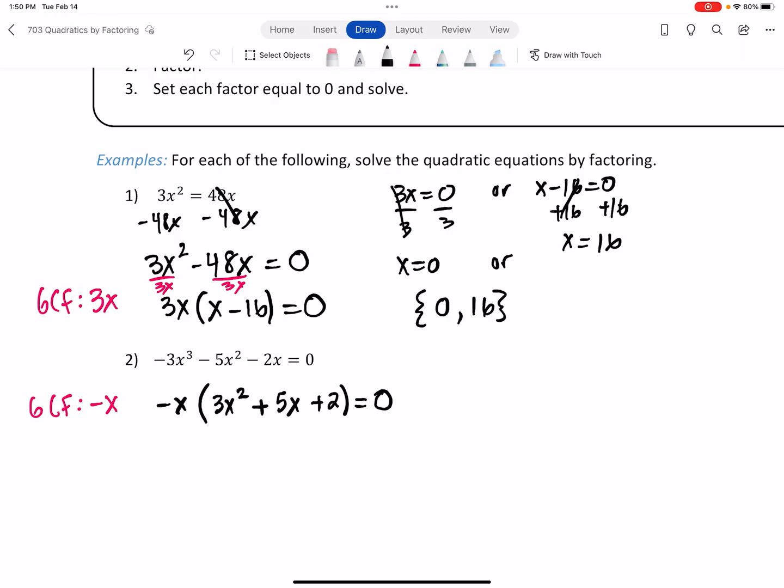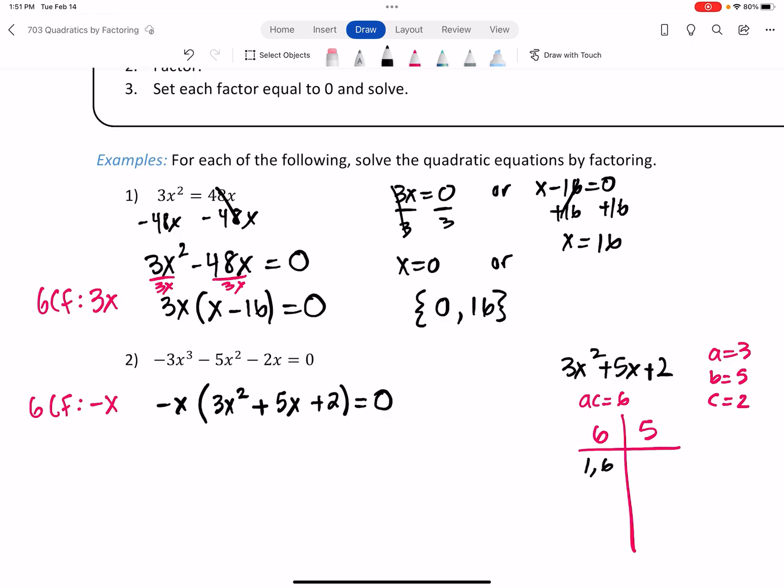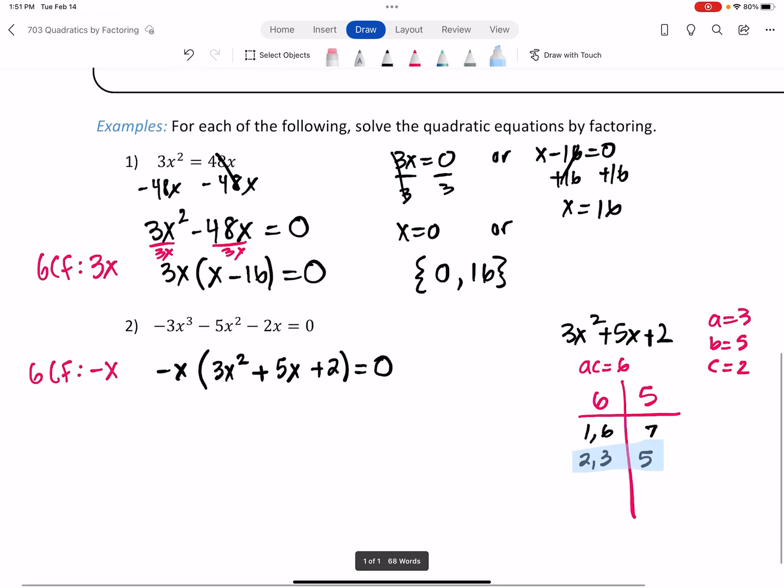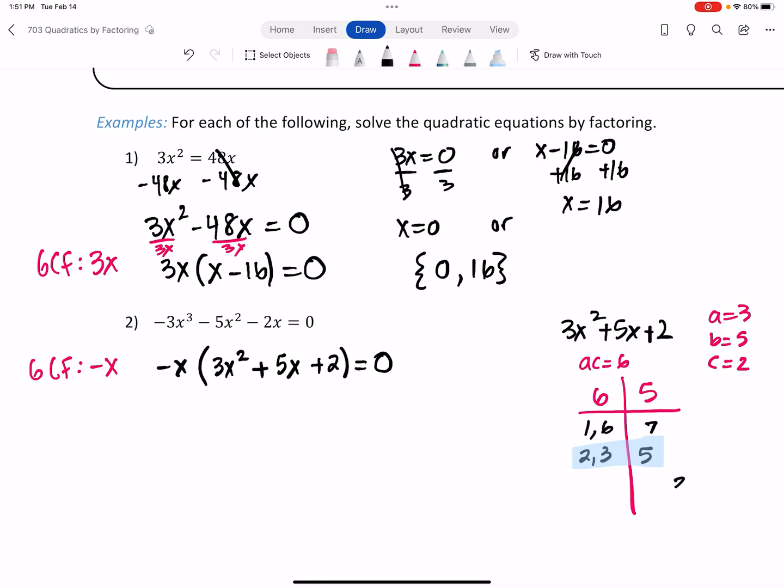Okay, so now I'm going to factor this. I'm going to put this 3x squared plus 5x plus 2 over here on the side to try to factor it. I'm going to use the factor by grouping method. A is 3, B is 5, C is 2. So A times C is 6. So I'm looking for 2 numbers that multiply to make 6 and add to make 5. So I could use 1 and 6. I could use 2 and 3. 1 plus 6 makes 7. 2 plus 3 makes 5. There's my factor pair.